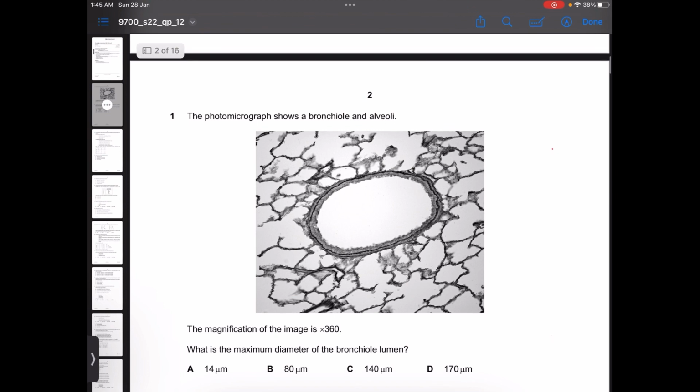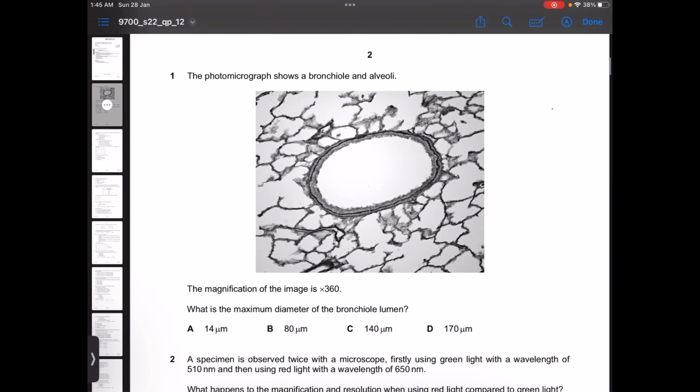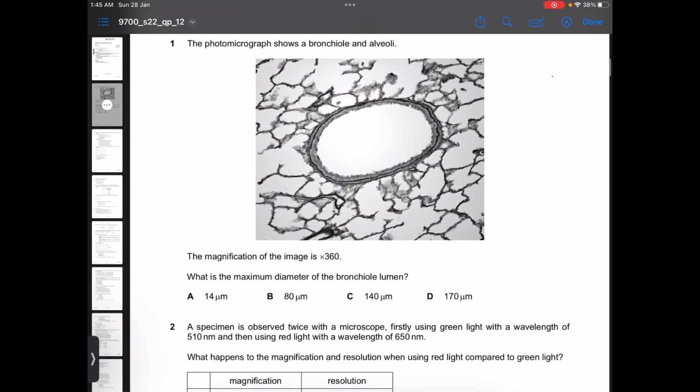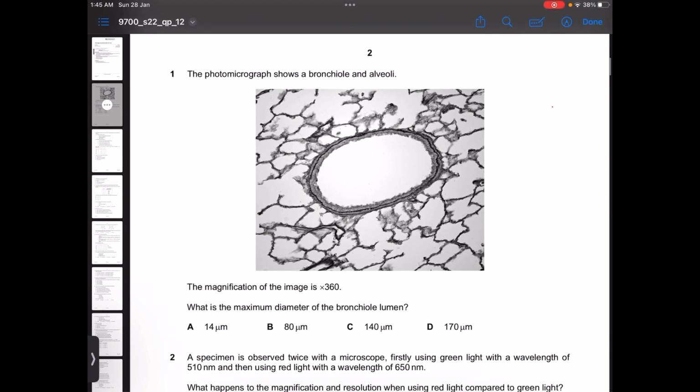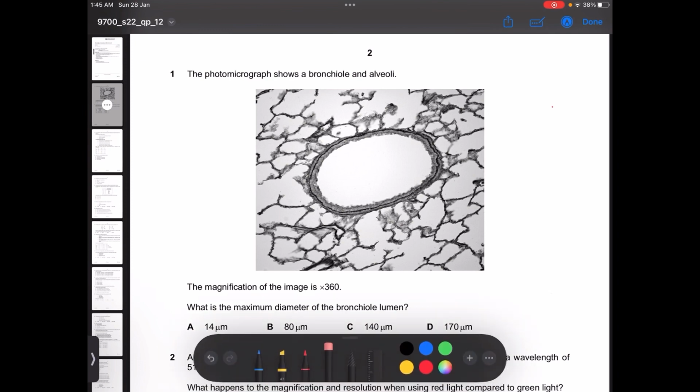Question number 1. The photomicrograph shows a bronchiole and alveoli. The magnification of the image is 360. What is the maximum diameter of the bronchiole lumen? First, for the bronchiole diameter, we need to measure it with a ruler.